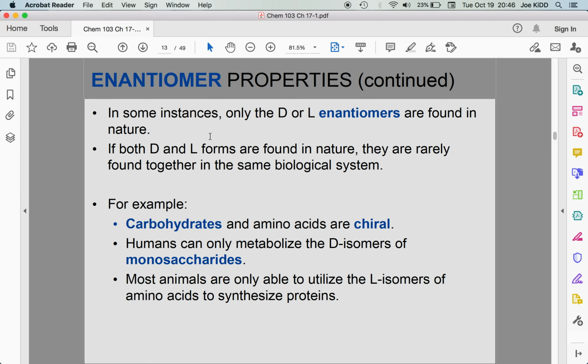For example, carbohydrates, amino acids, all these things that are crucial to us existing are chiral. And humans are only capable of metabolizing the D isomer of monosaccharides. Conversely, most animals that we end up eating are only able to utilize the L isomer of the amino acid to synthesize proteins. So humans are unique compared to a lot of other mammals out there, in that we metabolize D isomers, unlike most mammals and other animals that utilize the L.